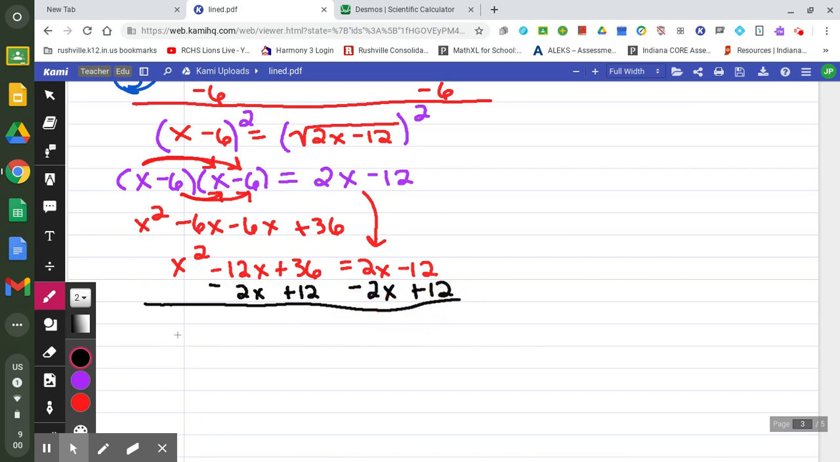So now I have x squared minus 14x plus 48 equals 0. And then when we get to this point, you can do the quadratic formula. You can split the middle.